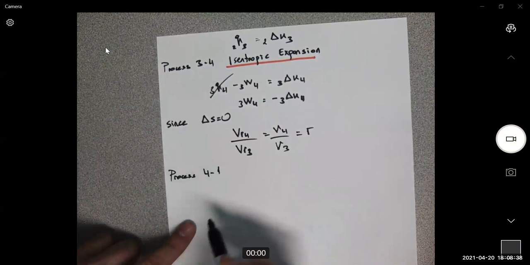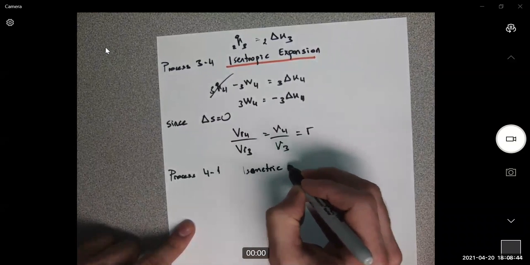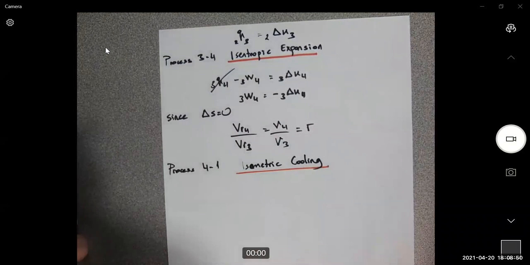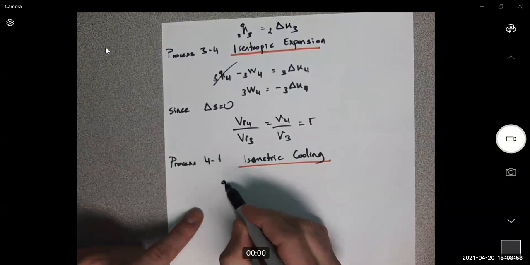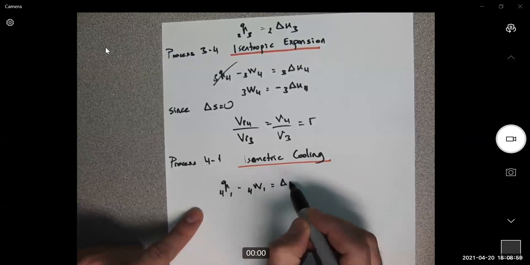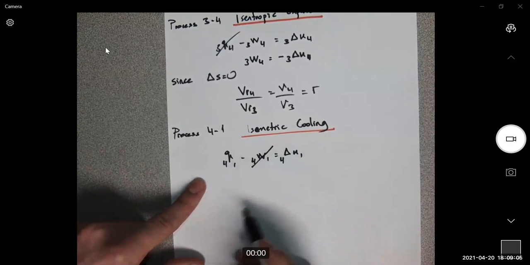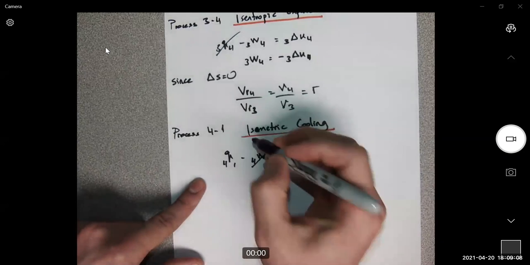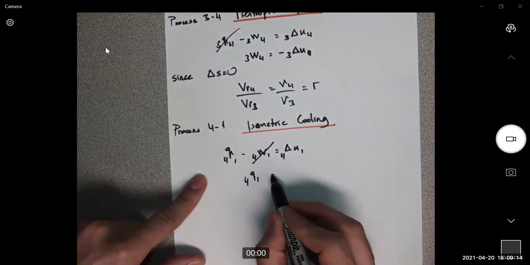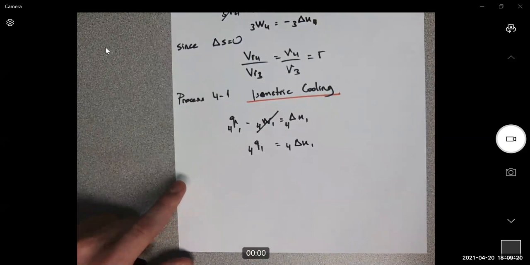Process 4 to 1 is isometric cooling. By the first law, work production is 0, since delta V is 0, right? Isometric. And heat rejection from state 4 to state 1 is directly related to the internal energy difference from state 4 to state 1.